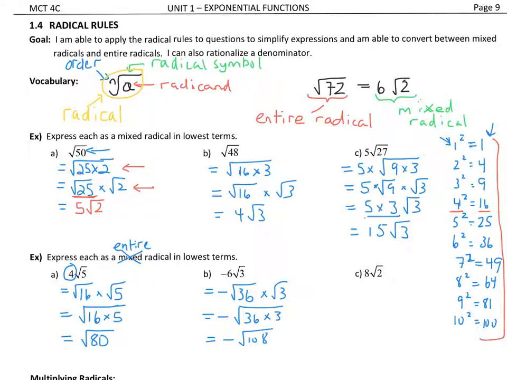All right, and the last one, 8 squared is 64, so we'll have the square root of 64 times the square root of 2. As I said, you might want to jump a step. You could go to that. That'll be the square root of 128. All right, hopefully that makes sense. I'm going to stop this video and then we'll go on to the next video with multiplying radicals.